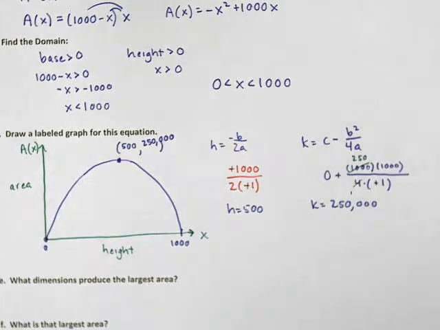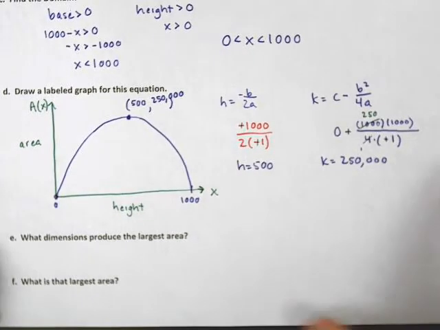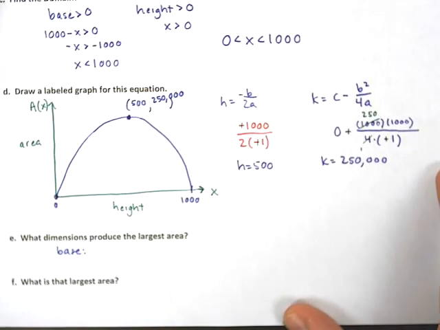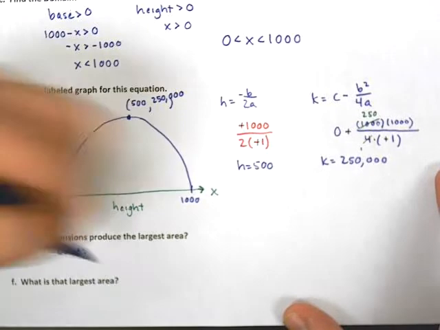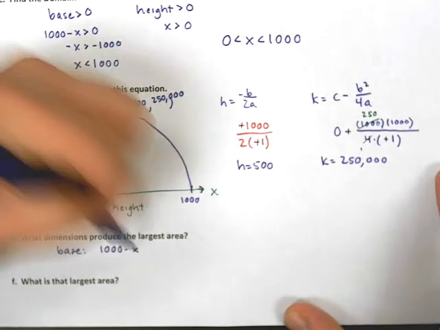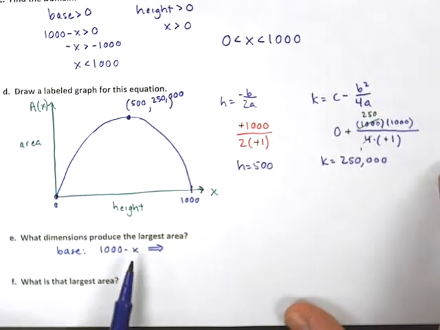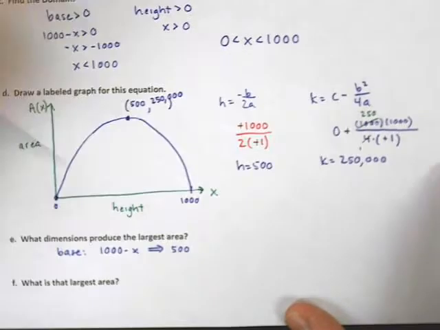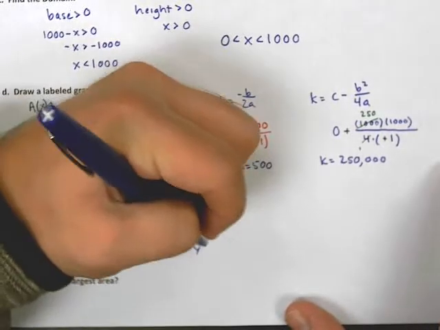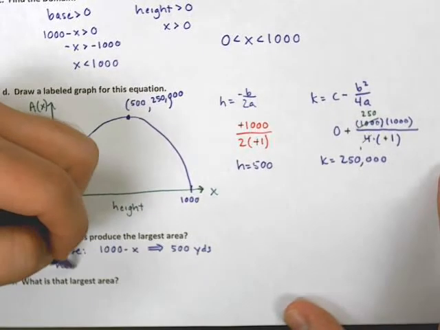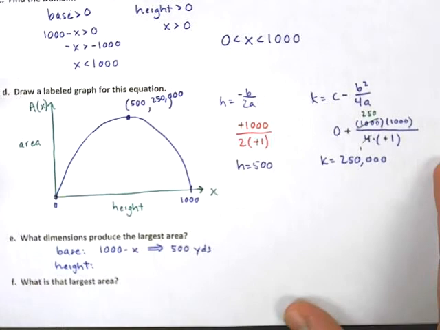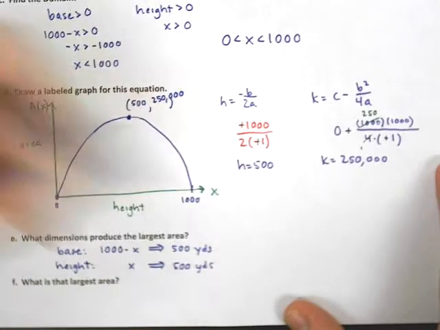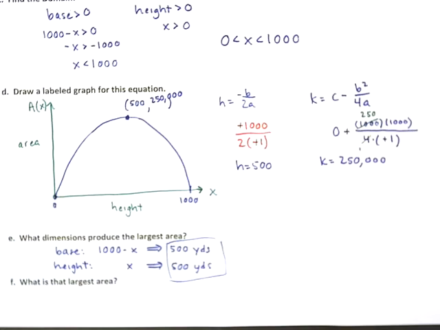Okay, what dimensions produce the largest area? This is where I would say base, and I'd go back and look, well, my base equation was 1,000 minus x. Okay, so I'm going to write it, 1,000 minus x, and I know that when I plug in 500, because that's my x value, 1,000 minus 500 is 500. And we are in yards. My height, well, my height's real easy. My height was just x. So that's also 500 yards. So those are my two dimensions that I need.